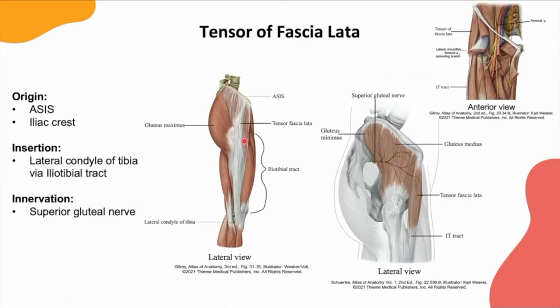Hi, my name is Dana, and if we look at this lateral view of the thigh, we can see the muscle tensor fascia lata, which originates at the anterior superior iliac spine and iliac crest, and inserts via the iliotibial tract, which is an elongated strip of fascia, to the lateral condyle of the tibia. Tensor fascia lata is innervated by the superior gluteal nerve and receives blood supply from the lateral circumflex femoral artery.